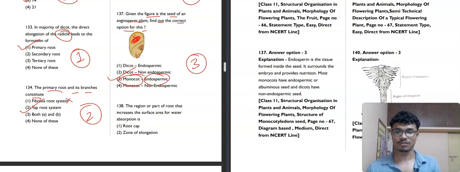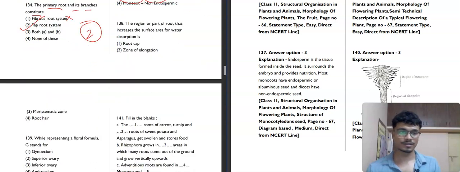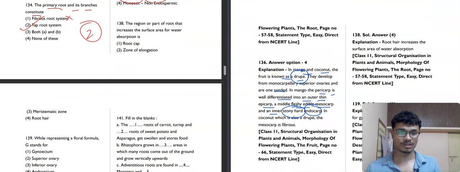Now we'll move towards question number 138. It is saying the region or part of the root that increases the surface area for water absorption: root cap, zone of elongation, meristematic zone, or root hair. So what do you think increases the surface area of absorption? It is basically the root hairs that increase the surface area for absorption. So the fourth option is our correct answer here.